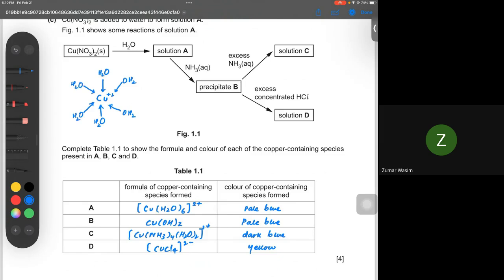So how many water molecules do you have? You will say 6 water molecules. So I can say the formula would be copper H2O6. And the color of the copper containing species would be pale blue due to copper. It's only due to copper.